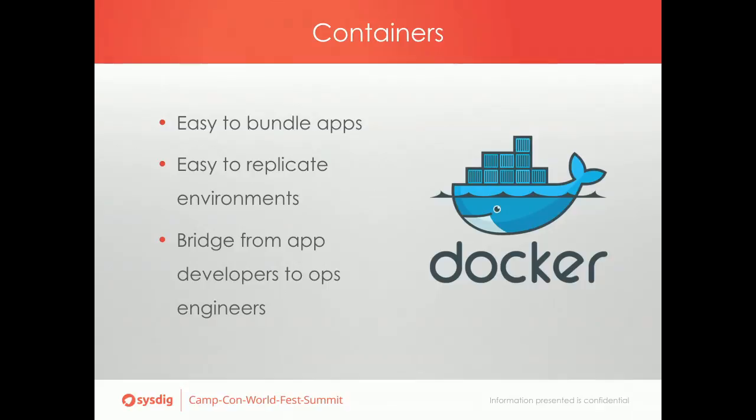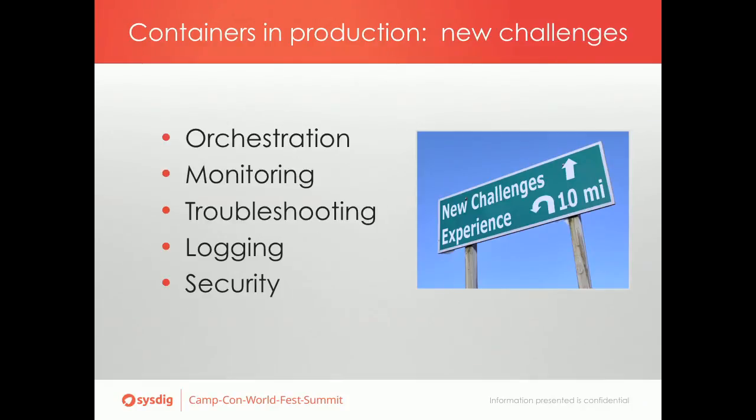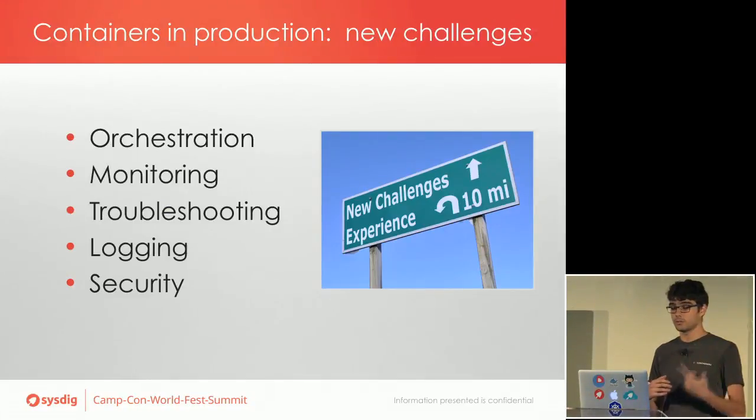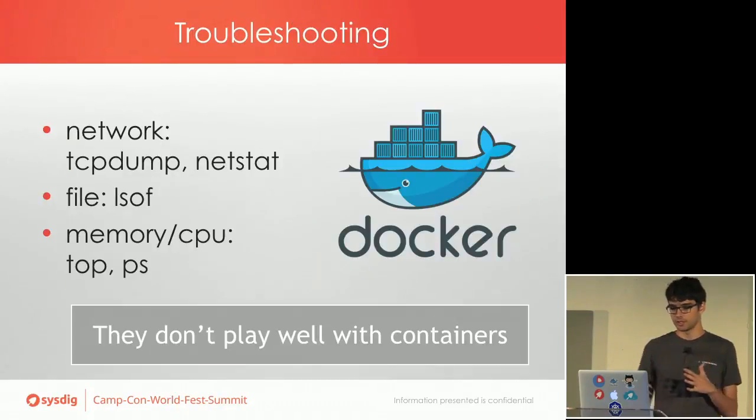Let's start from containers. I won't spend too many words on containers, so I don't talk too much. They are a good abstraction to bundle an application and replicate the environment and put them in production. The whole container ecosystem is bringing new challenges to us, because when you have containers, you then have to orchestrate your deployment. You need to monitor them, to troubleshoot them. There are new challenges about logging, security, many of them. In this session, I'll focus on troubleshooting.